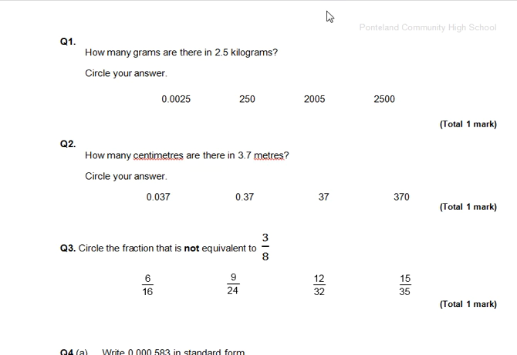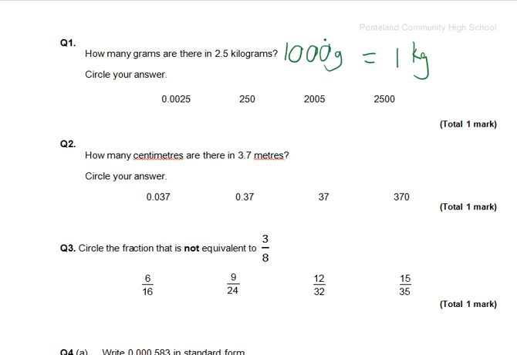Okay, so how many grams are there in 2.5 kilograms? So first bit here is that we're going to have to know some facts. So there are 1,000 grams is equal to 1 kilogram. That is a fact that you just need to learn.